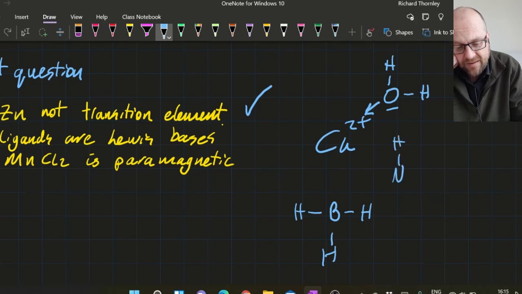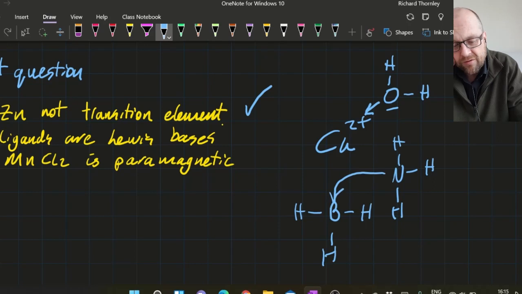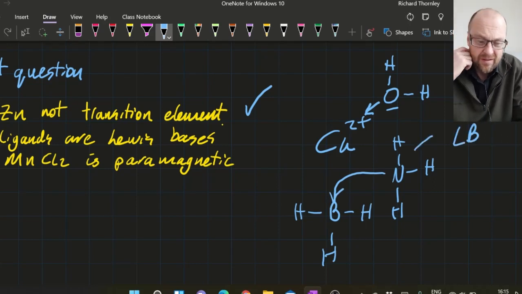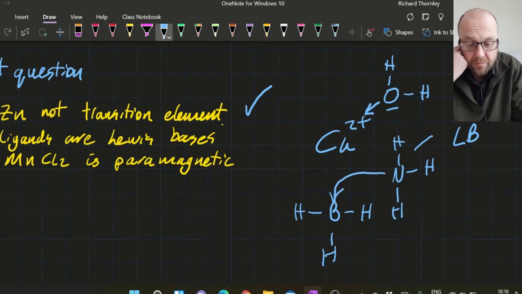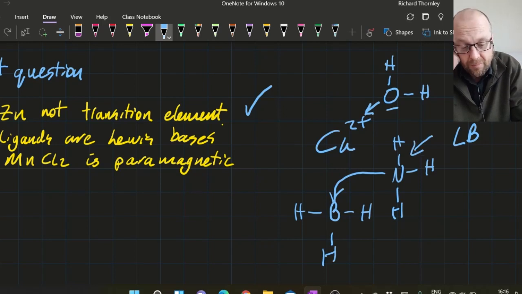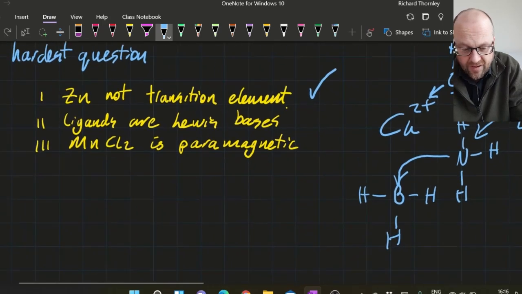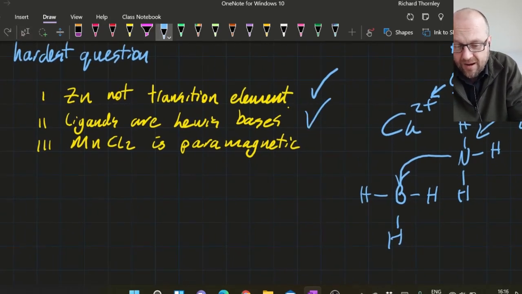That's that funky thing with the boron and the nitrogen. I remember that lone pair bonds onto that. And I know that must be a base because it's ammonia. So then that must be a Lewis base. The Lewis base donates the electron pair. So that would mean ligands are Lewis bases. Yes, it's donating an electron pair. So that's right. 1 and 2 are right. Is that enough? I don't know about 3.